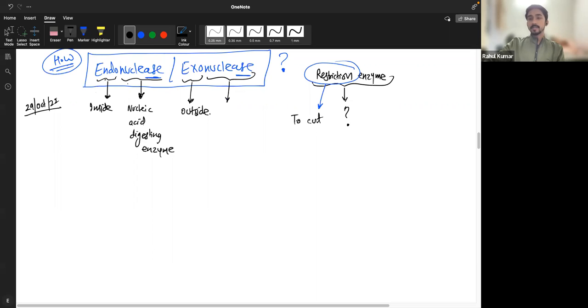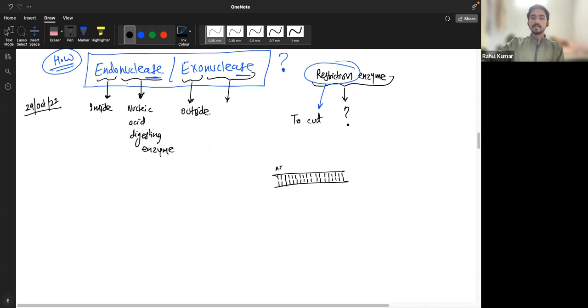Now endonuclease cuts the DNA from inside. Like, let's say this is the DNA, I'm making it straight, non-helical. But you understand these are the bases, right?